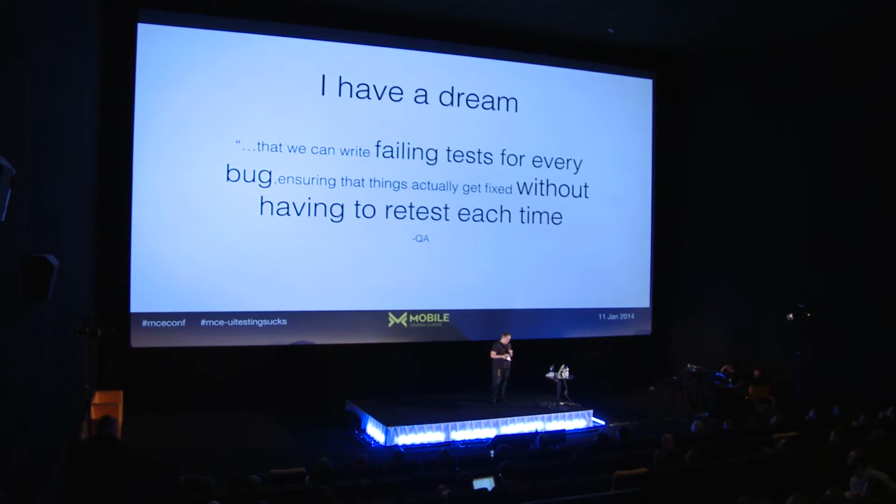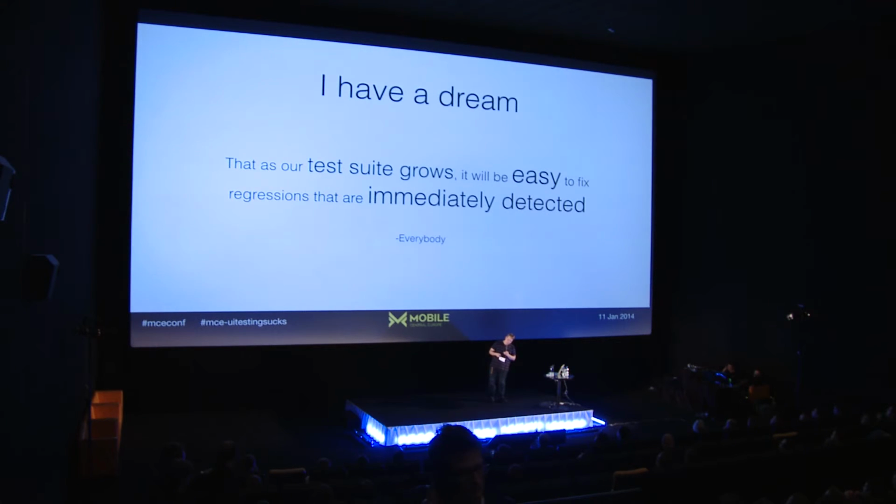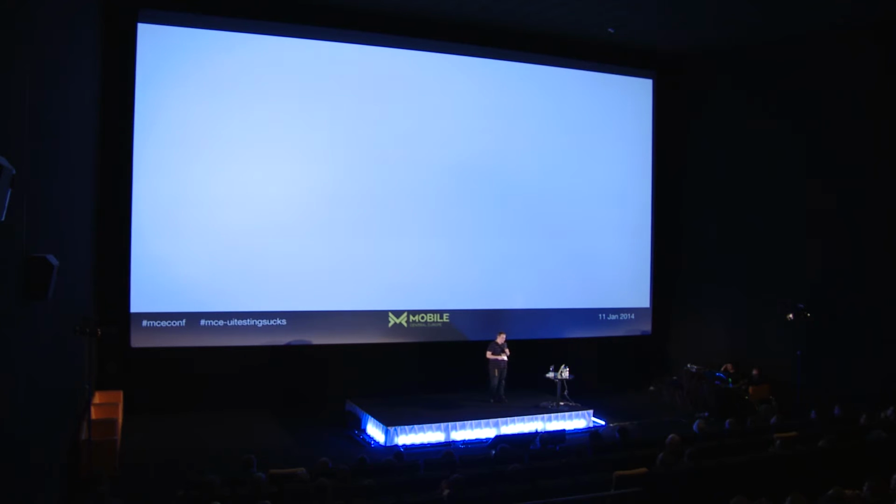Another great idea is if we could write failing tests for every bug, which would give us test coverage, and so we wouldn't have to retest every time we did a new release. And that as our test suite grows, it'll be easy to fix regressions that we'll know about immediately, because the continuous integration server will fail to build and send an email and say, John, why did you check this in? That was not a good idea. How many people have these kind of goals in your testing life, right? So this would be great. Unfortunately for you, these are all lies. You can't do any of this, and we're going to talk about why.